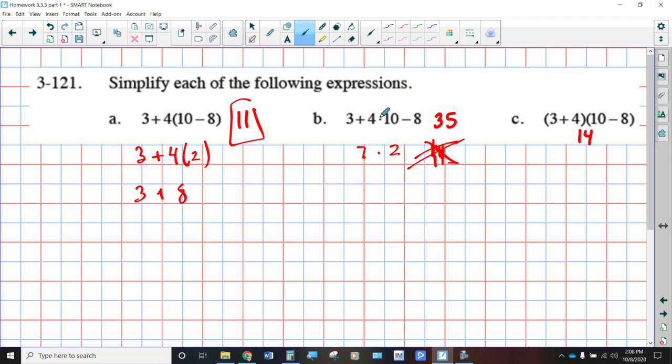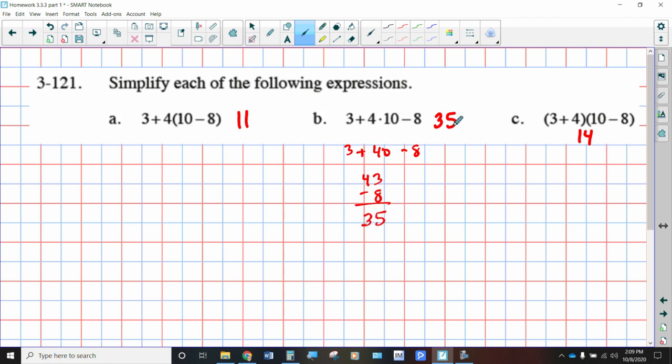Multiplication has priority. Here the answer is 14 because we put parentheses around the 3 plus 4, giving the addition the highest priority over the multiplication. Same thing here. When we put parentheses around the 10 minus 8, that means you must do that before multiplying. So what was the lowest priority becomes the highest priority. So let's go ahead and see how we get 35 here. This is 40, and 3 plus 40 minus 8 becomes 43 minus 8, and 43 minus 8 is 35.